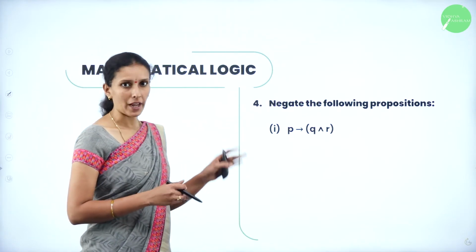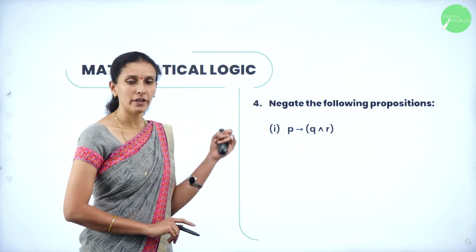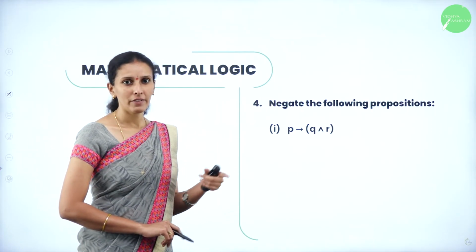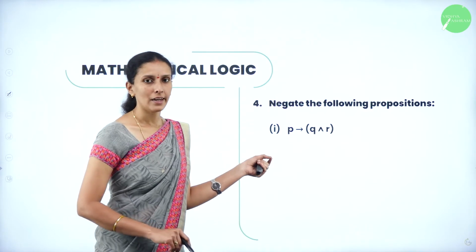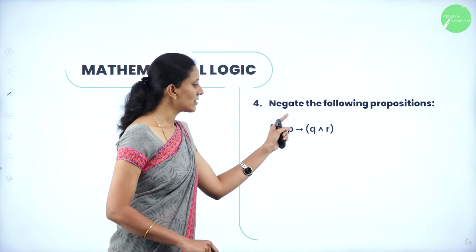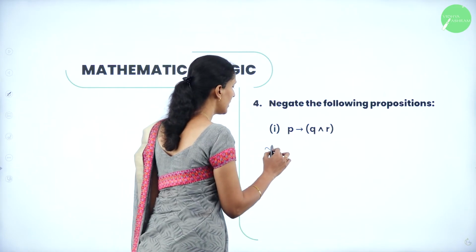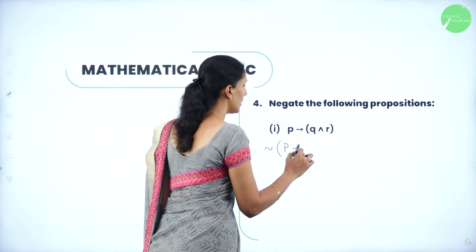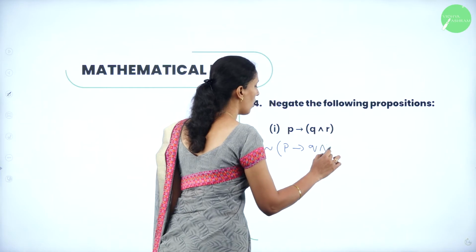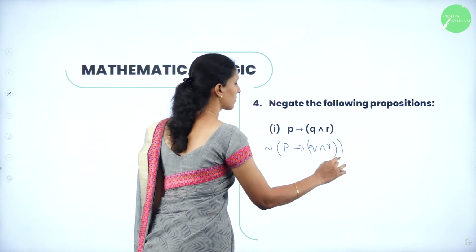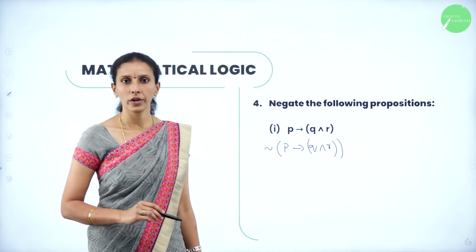So we have to check the logical connectivity here, whether it is true or false. Then we have to negate it. Here the first statement is given, P implies Q or R. So if I negate this, then it is negation of P implies Q or R. So this is how we are going to negate it.